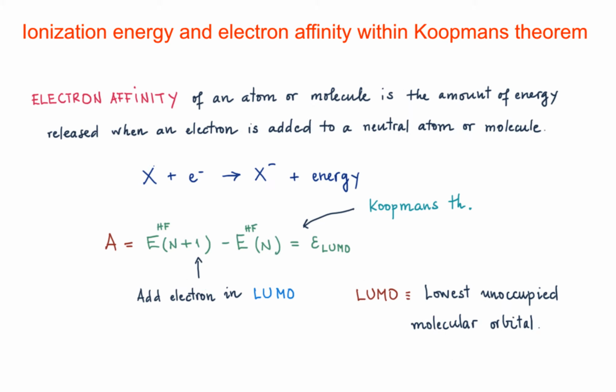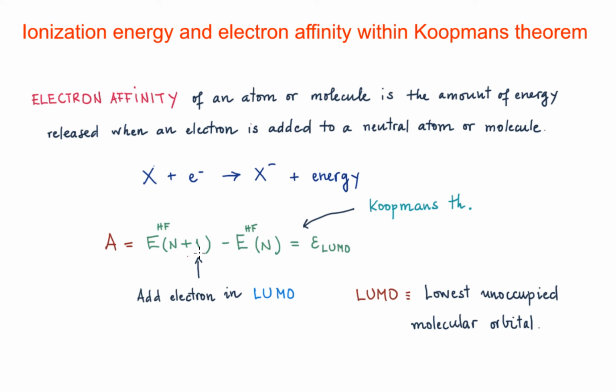Then the other magnitude that is interesting and can be connected with the Hartree-Fock calculation is the electron affinity. The electron affinity of an atom or a molecule is the amount of energy released when an electron is added to a neutral atom or molecule. If you add an electron to a neutral atom or molecule, it might prefer to get that electron and become an anion and release energy, just in case the anion is more stable than the atom. So for such systems, you can measure the electron affinity.